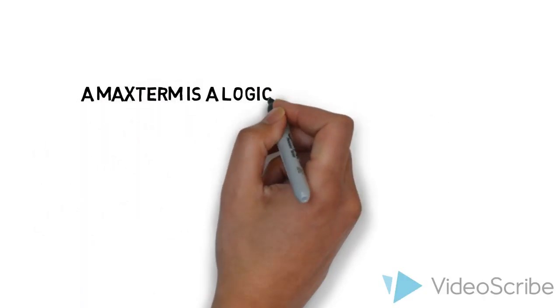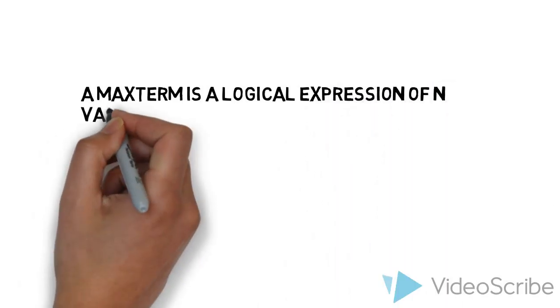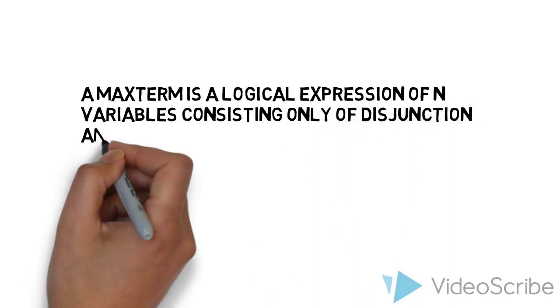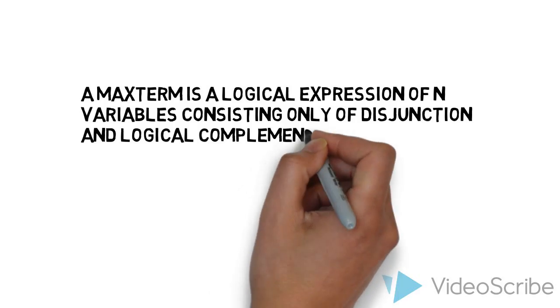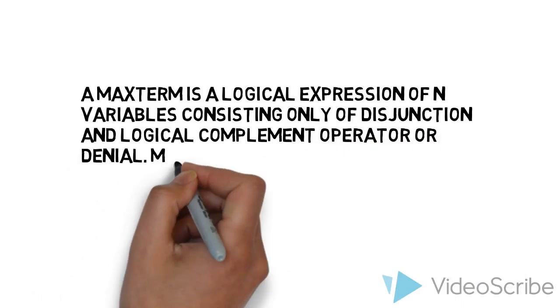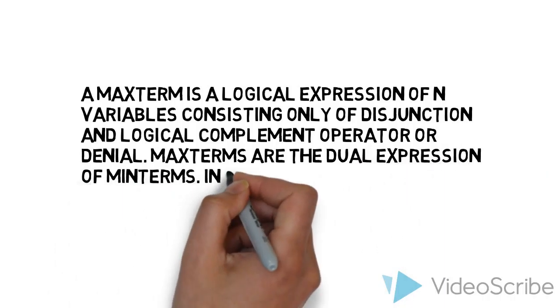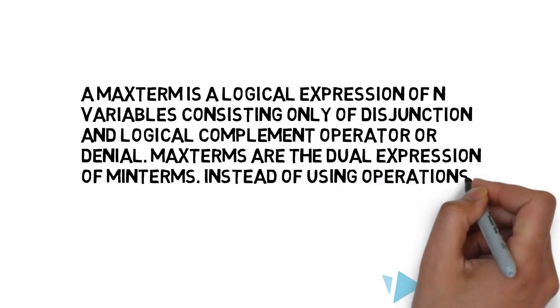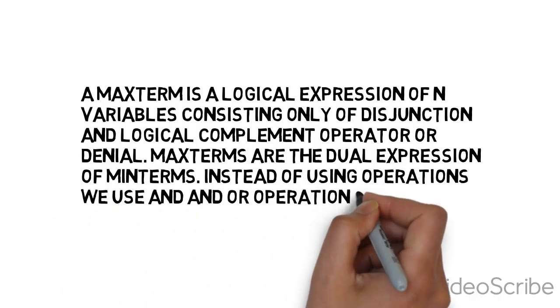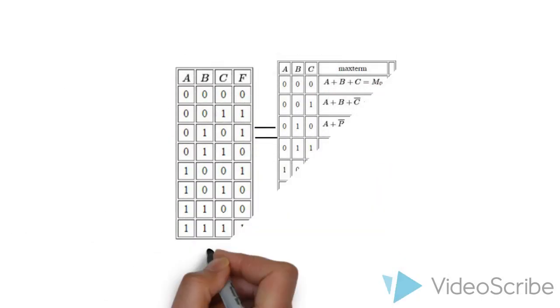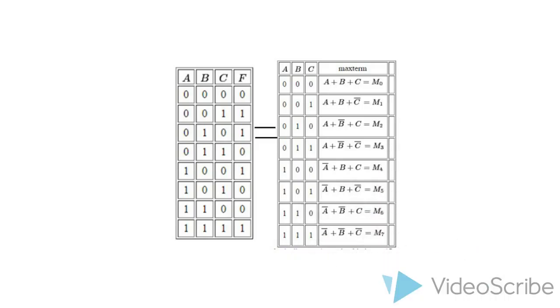Now let's talk about maxterms. A maxterm is a logical expression of n variables consisting only of the disjunction and logical complement operator, or denial. Maxterms are the dual expression of minterms. Instead of using AND operators, we use OR, and operations proceed similarly. This is an example of a maxterm and how you can write it, as in the example on the right.